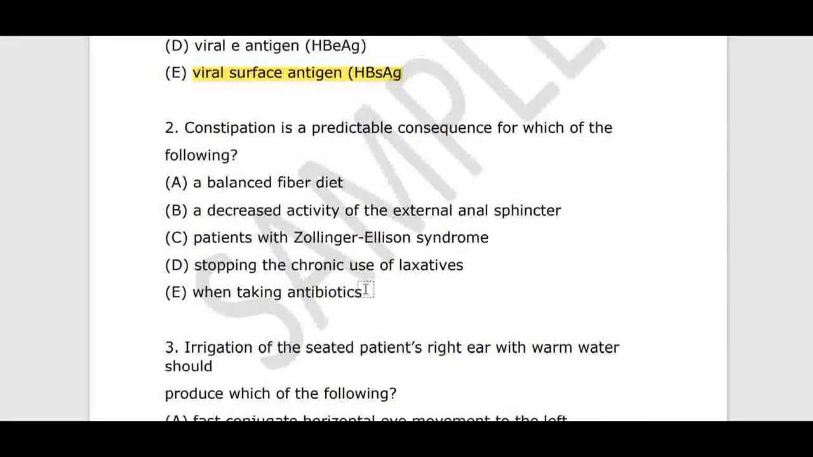And that is very predictable, and that is also the only reasonable answer here, because taking antibiotics predisposes to diarrhea. It alters the body microflora. It increases your chance of pseudomembranous colitis colonizing the GI and then leading to diarrhea. And interestingly, you still treat the pseudomembranous colitis with antibiotics, metronidazole or vancomycin. So stopping chronic use of laxative.